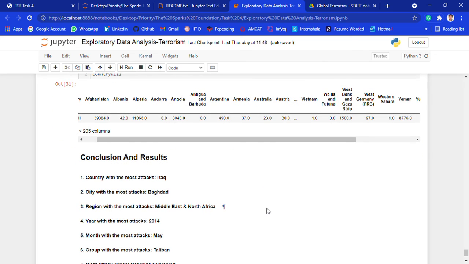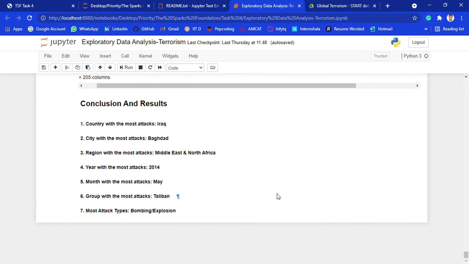With the conclusions and results that we have drawn over this presentation or code, we have tried to figure out things related to terrorism, and the conclusions are as follows. The country with the most number of attacks is Iraq. The city with the most number of attacks is Baghdad. The region with the most number of attacks is the Middle East and North Africa. The year with the most attacks was 2014, and the month with the most attacks was May. The group with the most terror attack activities is the Taliban. The most common attack type is bombs and explosions.